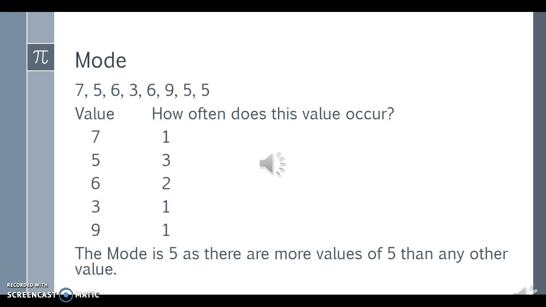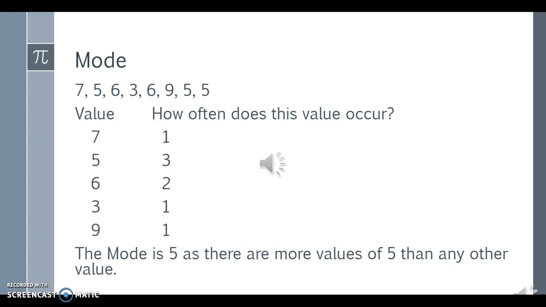The third measure of central tendency is the mode. And this comes into play when we want to know the score that occurs most frequently in a set of values. So using our same set of values, what we will do is we will make a column of the values here and how often the value occurs.